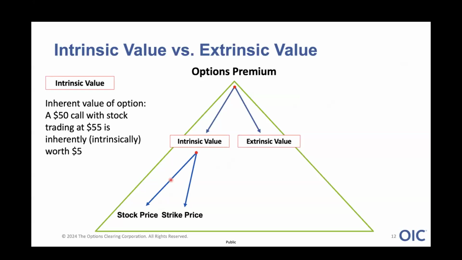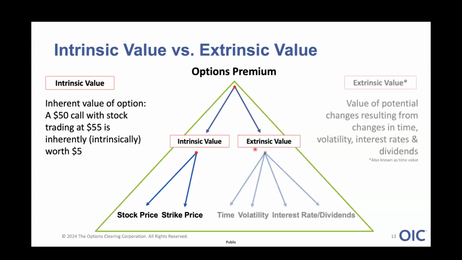So this option would have $5 of intrinsic value, in other words, the difference between its strike price and the stock price. That extra dollar is comprised of extrinsic value. And extrinsic value is comprised of time, interest rates less any dividends, and always the wild card, and we're going to be talking about this later, implied volatility.